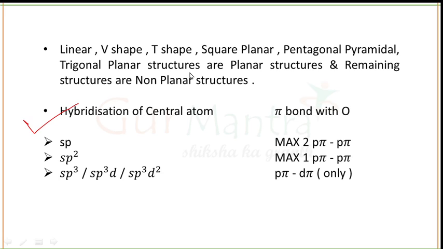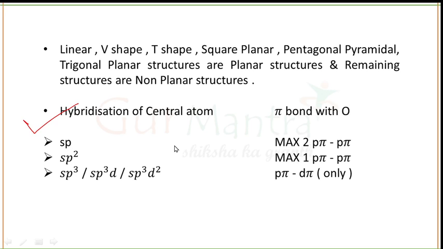In the next point, if someone asks you about the nature of pi bonding with oxygen, if any element has been given and the question has been asked about the nature of pi bonding with oxygen, then you have to calculate the hybridization of the central atom. If you calculate the hybridization of the central atom and it comes out to be sp, sp2, sp3, sp3d, sp3d2, then the nature of pi bonding follows according to this table.